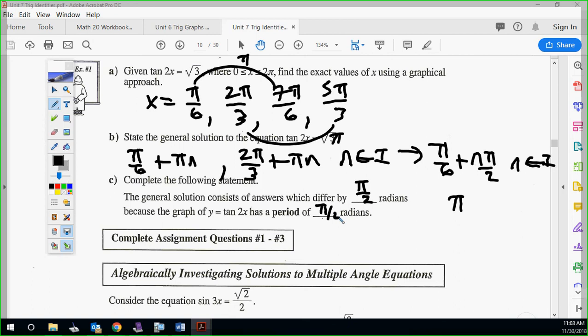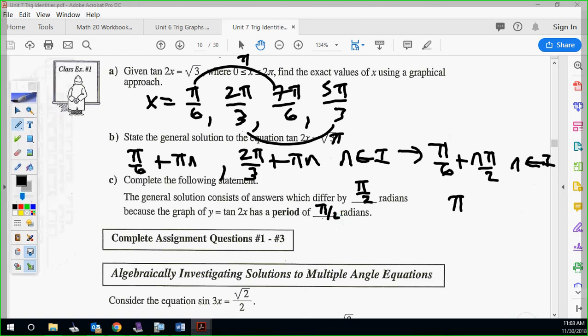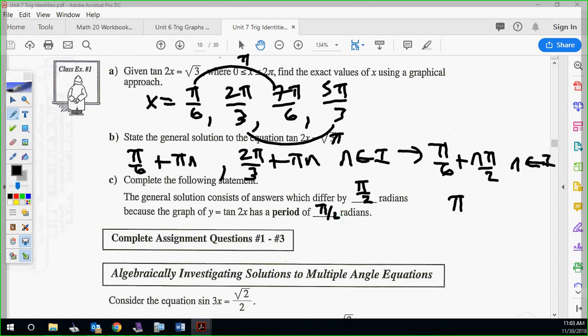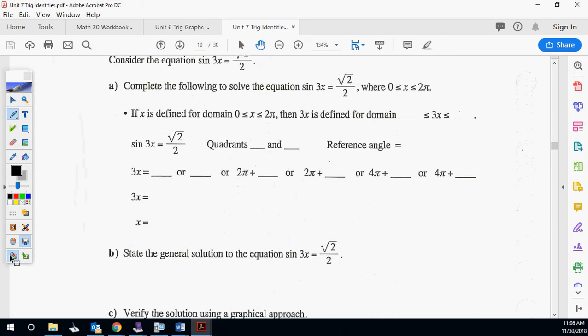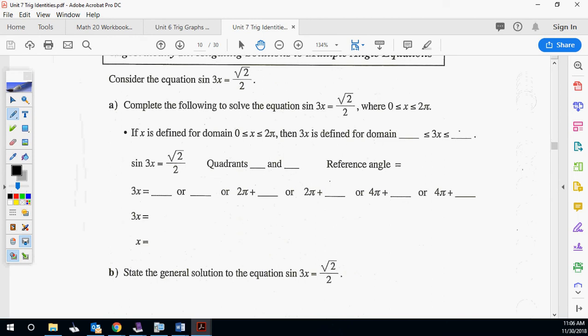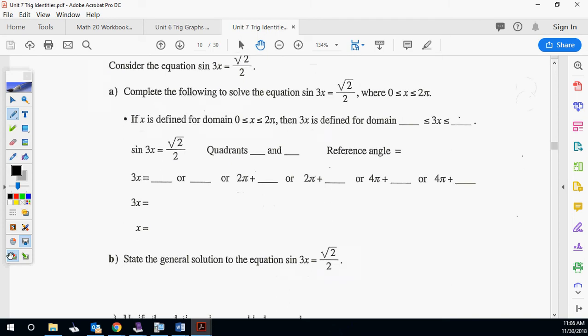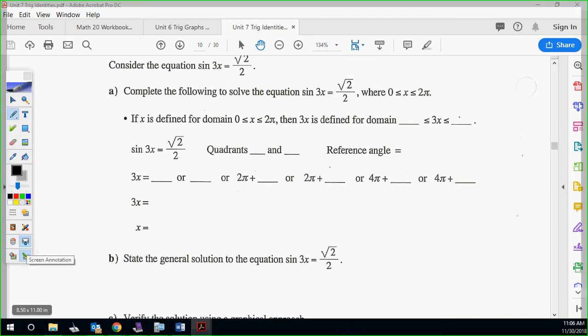All right, algebraically investigating here. Is everybody okay? Okay, so let's look at this here. So algebraic investigating: sine 3x equals root 2 over 2. Okay, so x is defined on the domain of 0 to 2 pi. Then g of x is now defined where? Let's see if you can figure this out.